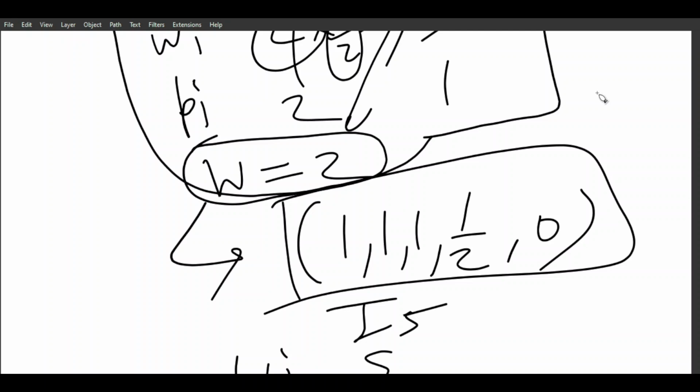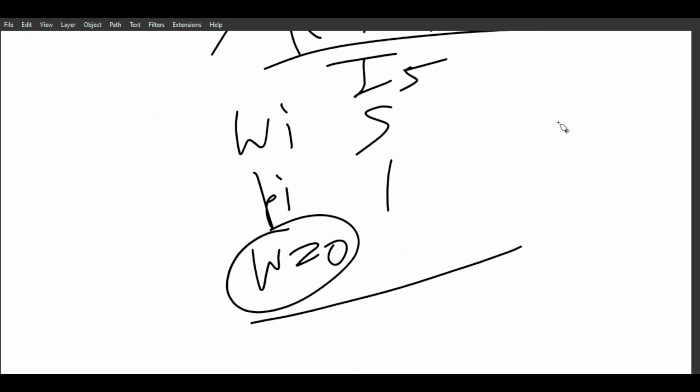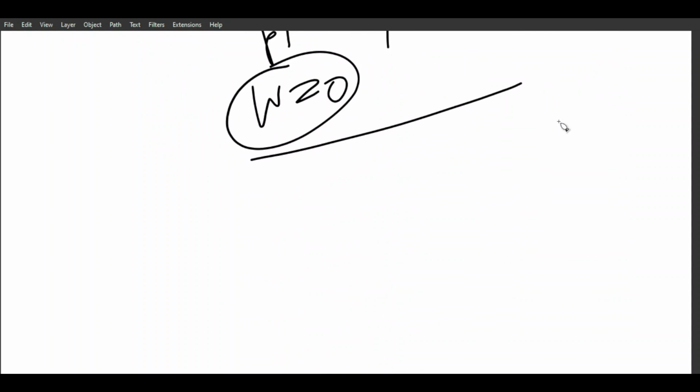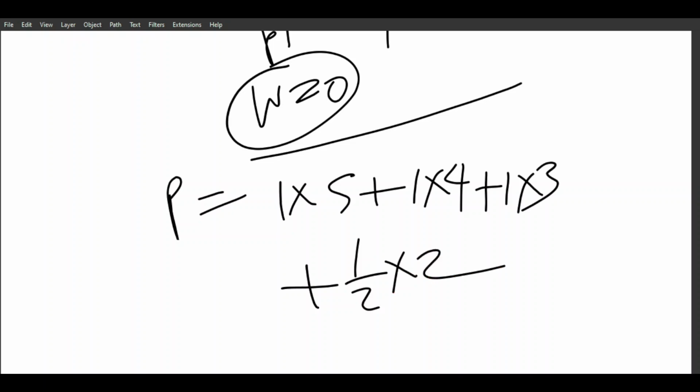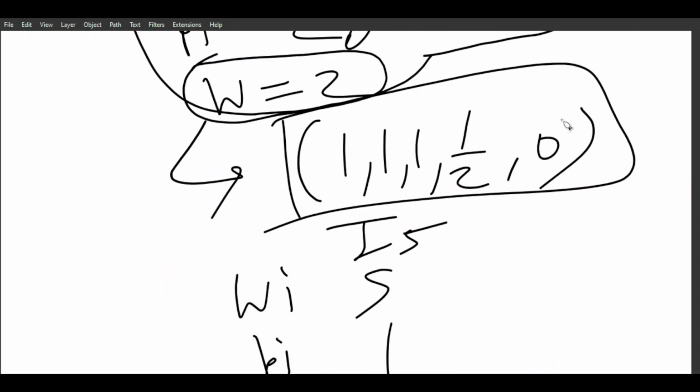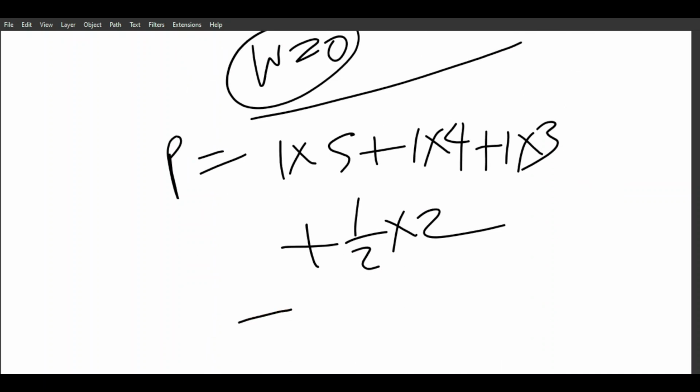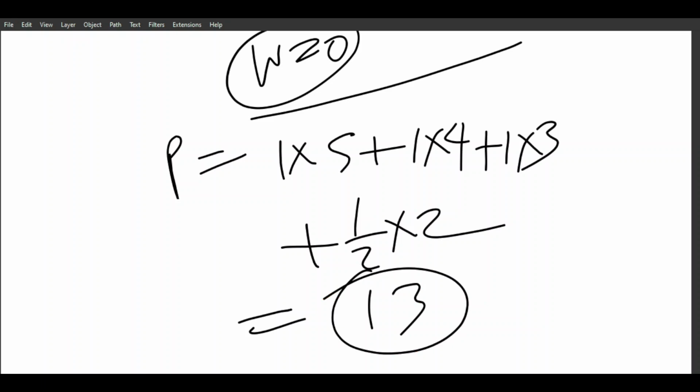So we get our solution. Profit we can compute. Profit computed is 1 multiplied by 5 plus 4, 3, half multiplied by 2. So we get 13. So this is the maximum possible profit that we can get.